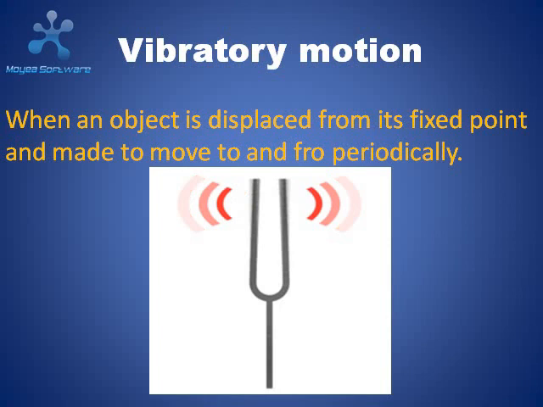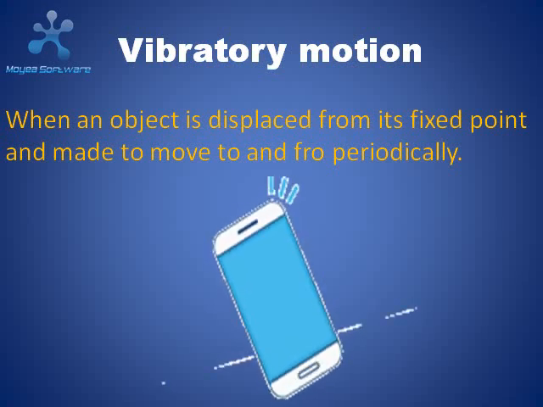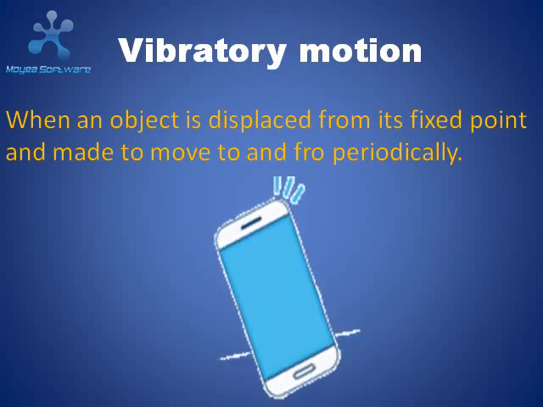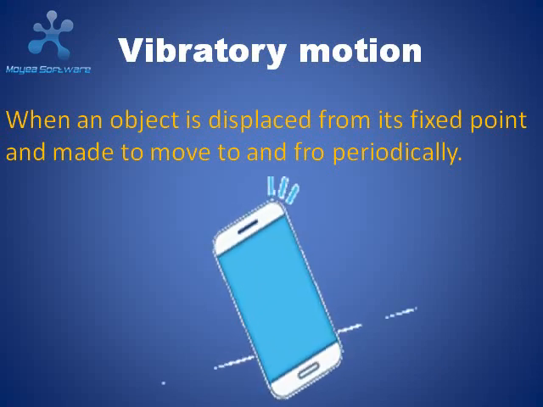Vibratory motion. When an object is displaced from its fixed point and made to move to and fro periodically, it is known as vibratory motion. The common example for vibratory motion is the tuning fork. The tuning fork vibrates and produces a sound when it is hit to objects like rubber pads. This is an example of vibratory motion. Let's take another example. You might have observed that the mobile phone vibrates when your parents keep it in vibratory mode. Hence, we can say that the phone is in vibratory motion.